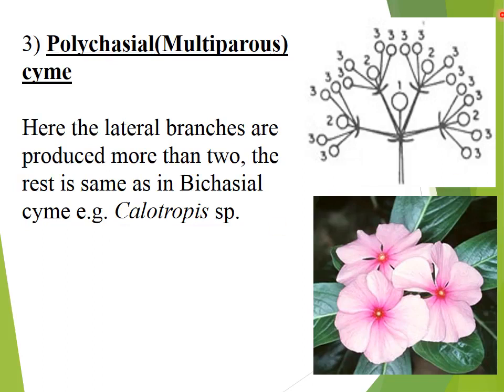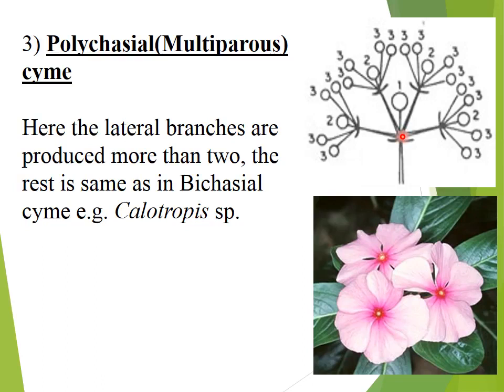Again the new branches arise from the main peduncle, but these branches are more than 2 at a time. That's why it's known as the multiparous or the polycasial. Here number 1, in this one 1, 2, 2, 2 and 2. The growth will stop.